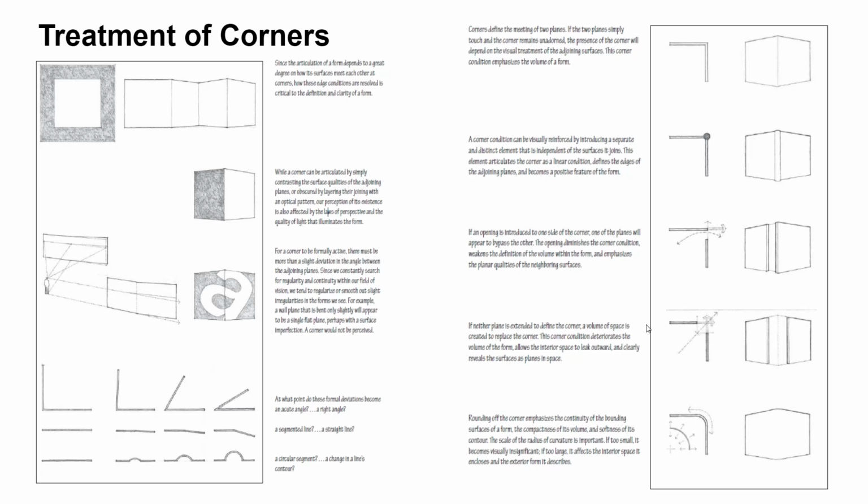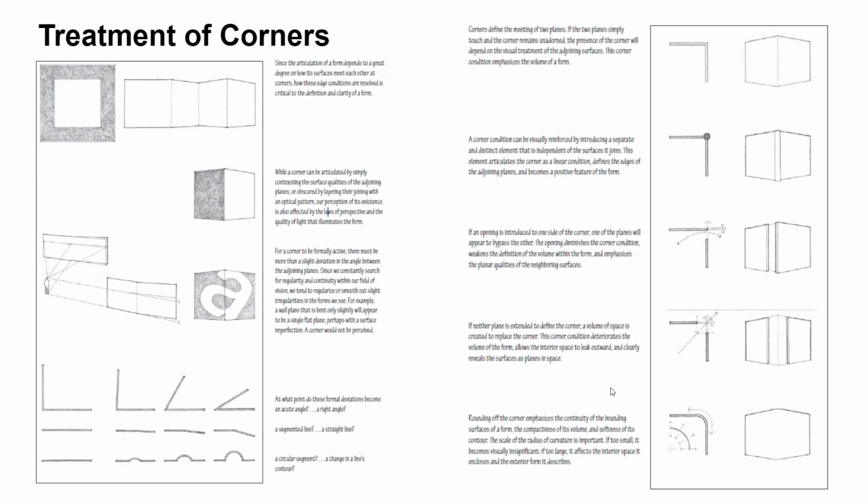So if an opening is introduced to one side of the corner, one of the planes will appear to bypass the other. The opening diminishes the corner condition, so it weakens the definition of the volume within the form and emphasizes the planar qualities of the neighboring surfaces. So with this, since there's an opening introduced, it visually seems that this would bypass this wall.